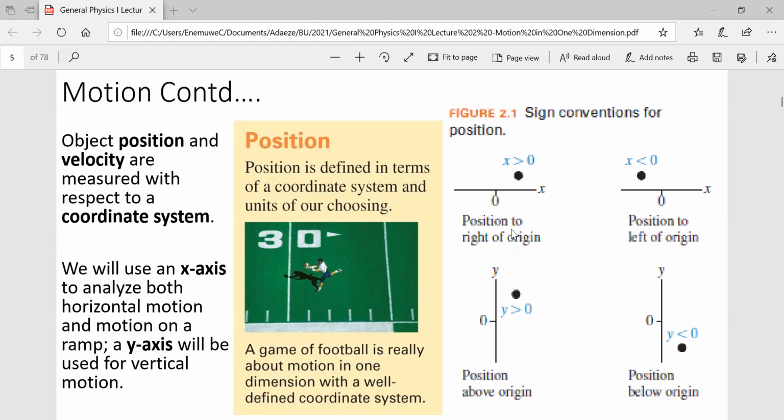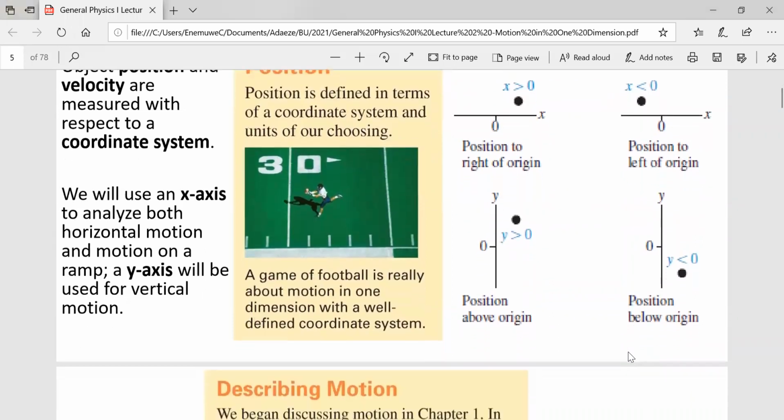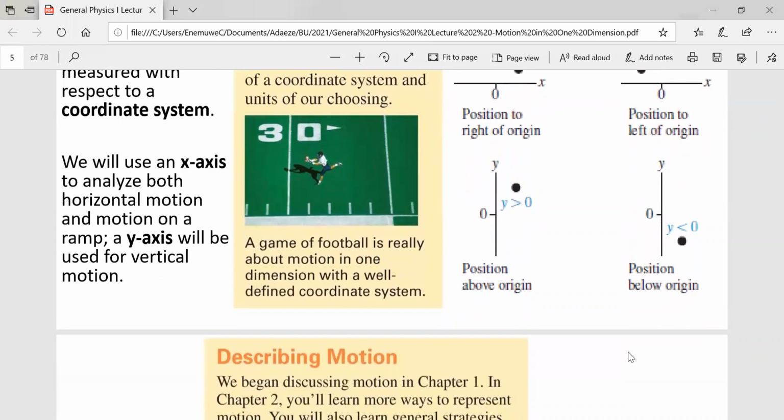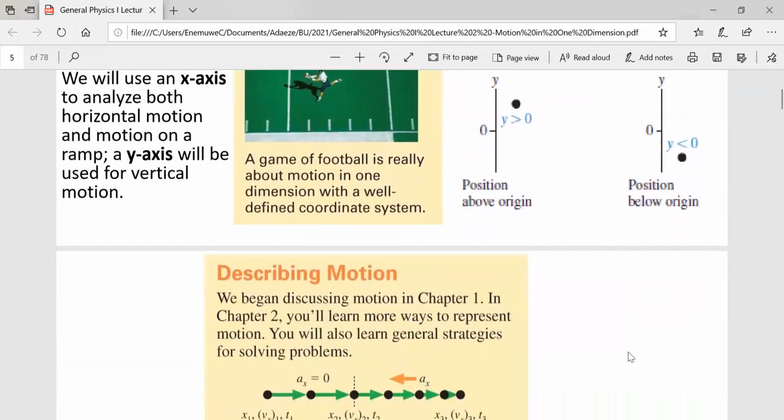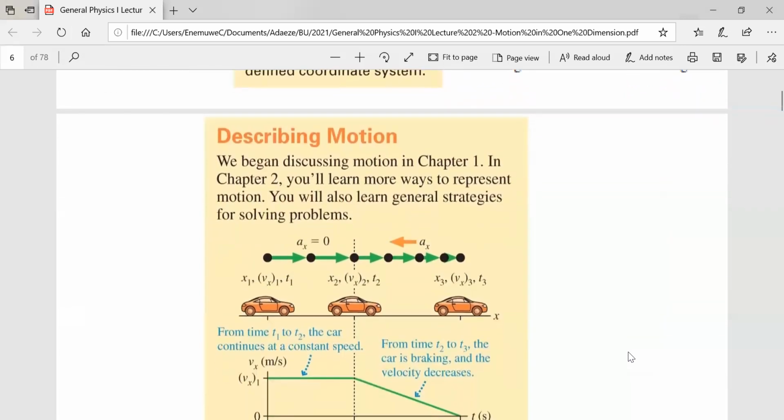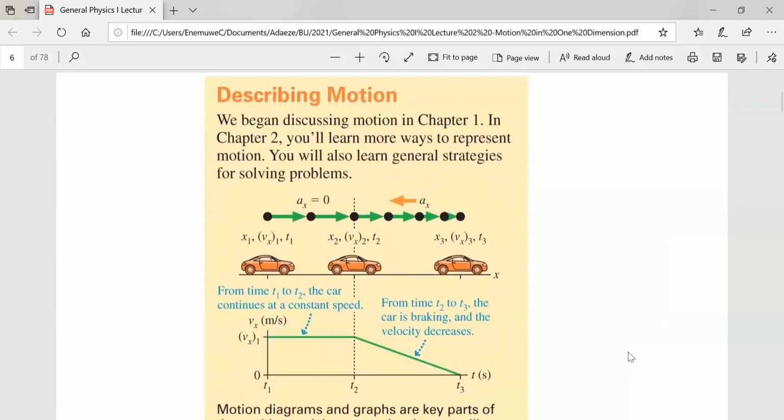When it's going up, y is greater than 0, and going down, y is less than 0, okay? So we'll use both the x and y axes to describe the exact position of any motion. We saw this in chapter 1 when we described the pictorial representation, and we moved on to describing the velocity vector representation of motion. The only new thing here is the acceleration, which we'll talk about in detail by the second contact.